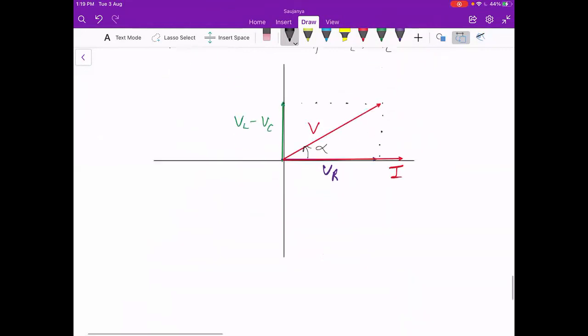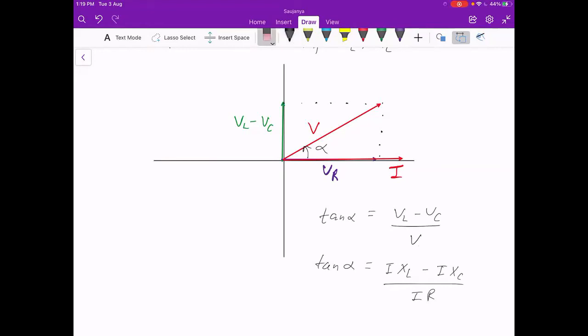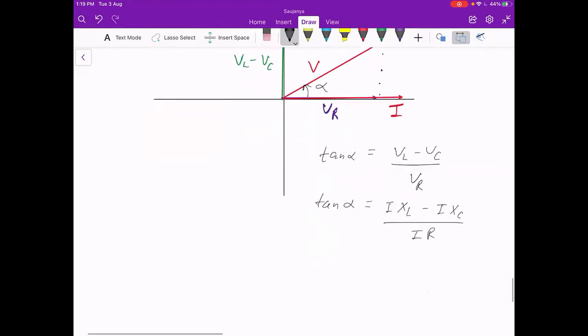If you want to find alpha, it's a very easy job. Tan alpha is simply VL minus VC by VR. Now here's the maneuver that you have to make. Tan alpha is equal to I XL minus I XC upon IR. Just as you can say V equals IR, we can also say V equals I XL or I XC. That's a maneuver that you have to make, and then finally tan alpha would be XL minus XC by R.